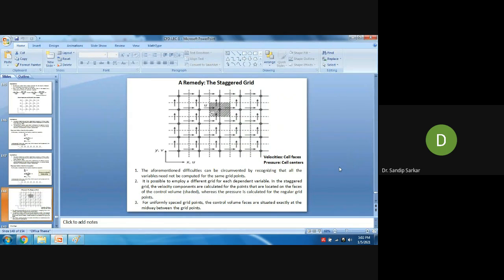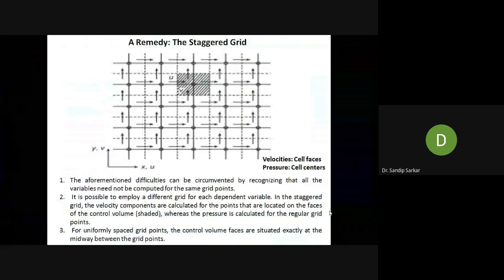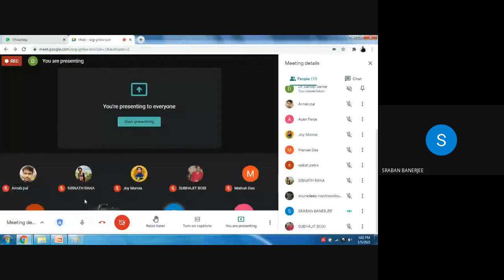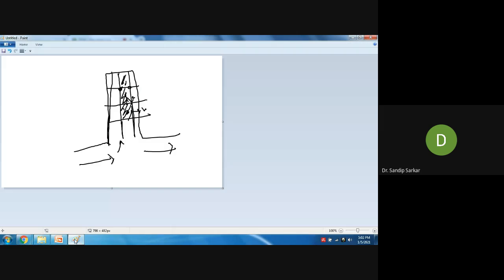So this is the method. I'll repeat the explanation once again. In the assignment problem, what you did, you discretized the domain into a number of grid points, right? Yes. Suppose there is a fluid flow problem. In that case it was a heat transfer problem, so there is no fluid flow involved.